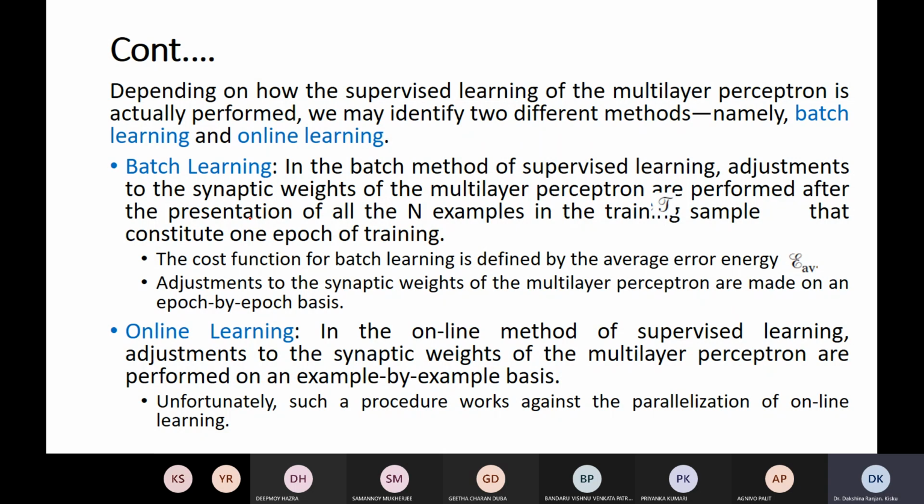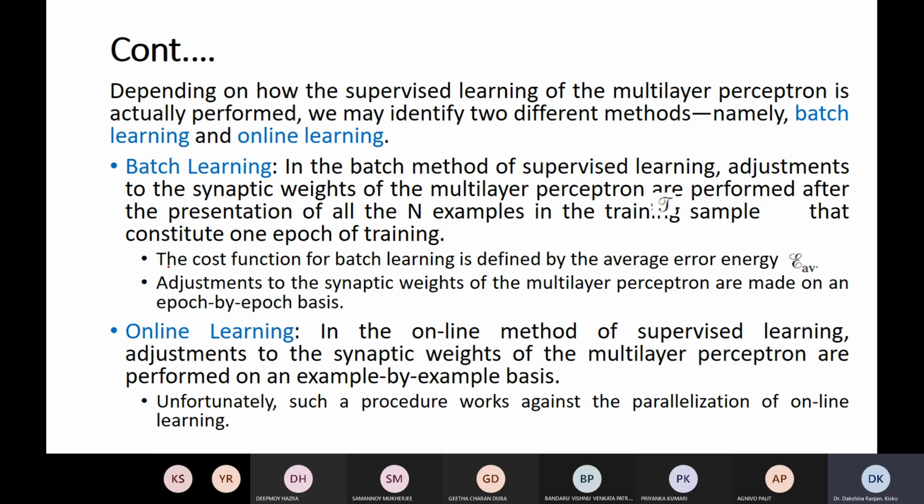Until we get the first output, we cannot compute the error function, and when we cannot compute the error function, we cannot optimize that function to get the gradient. And when we cannot get the gradient, we cannot update the weight. So when the input signals are propagated in the forward direction for the first time to generate the output, we constitute one epoch of the training.